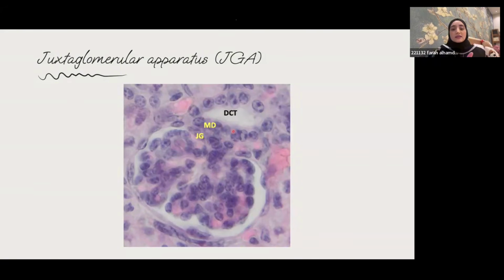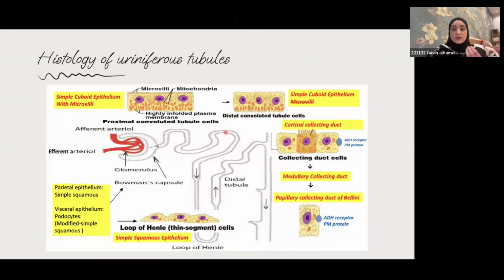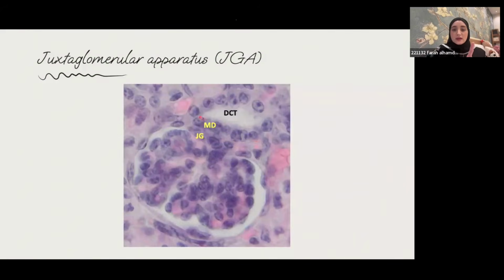Then we have the macula densa. From the name, macula densa means dense area, and it is in the distal convoluted tubule. The distal convoluted tubule, if you remember, is made of simple cuboidal cells. These cells are all simple cuboidal, but they have a special function, which is sensing the amount of sodium in the urine in the distal convoluted tubule.